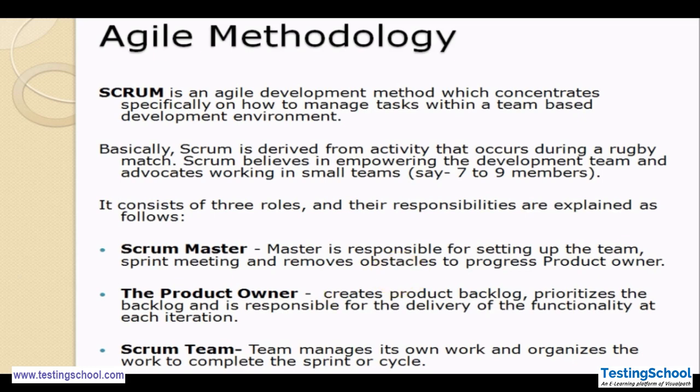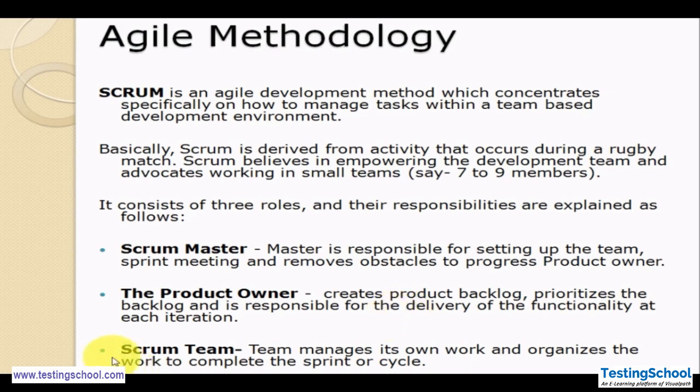Then we have the Product Owner. Who is the Product Owner? The product owner creates the product backlog, prioritizes the backlog, and is responsible for delivering the functionality at each iteration. The product owner decides what functionality we will take in the current sprint. He is supposed to prioritize the work and give it to the current sprint.